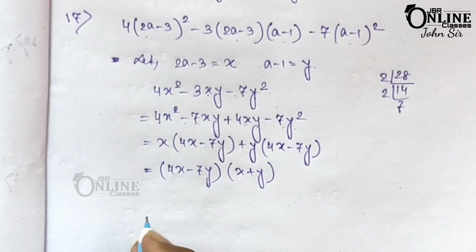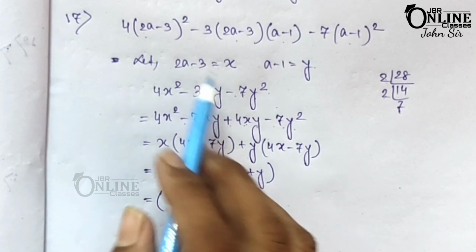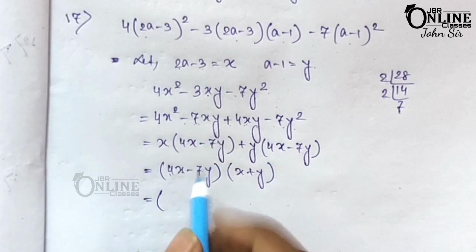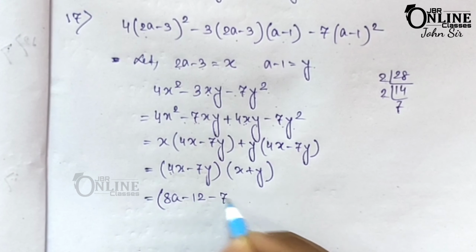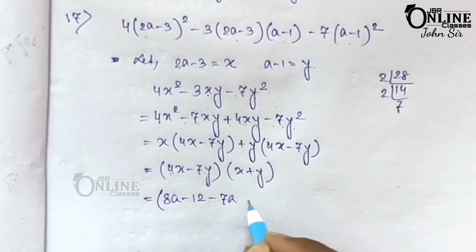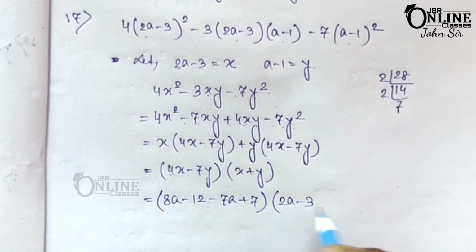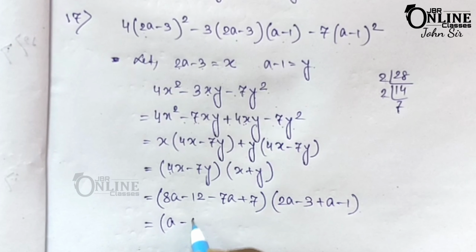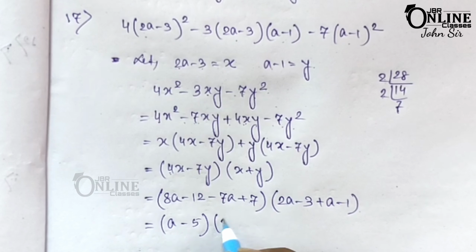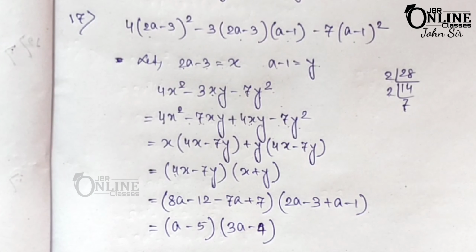Now you have to just put down the value of x. So as here 4x means 4 into this one, so 4 into 2a is 8a, 4 into 3 becomes minus 12, then minus 7 into a, so 7a, and here minus, so plus 7. Rest portion is 2a minus 3 plus a minus 1. So here a minus 5, and here 2a plus a is 3a, so 3a minus 4. So the final answer is a minus 5 and 3a minus 4.